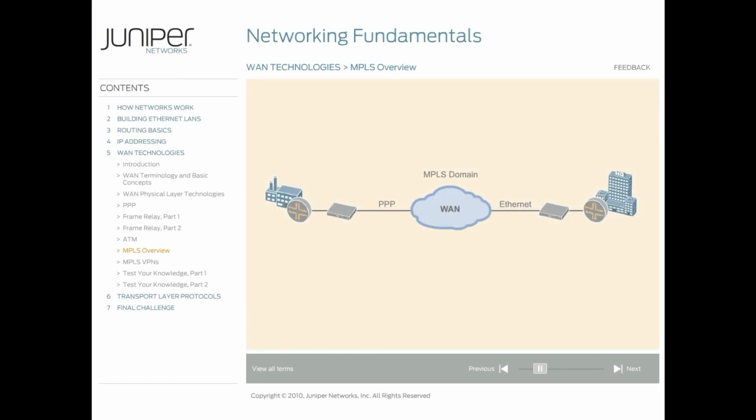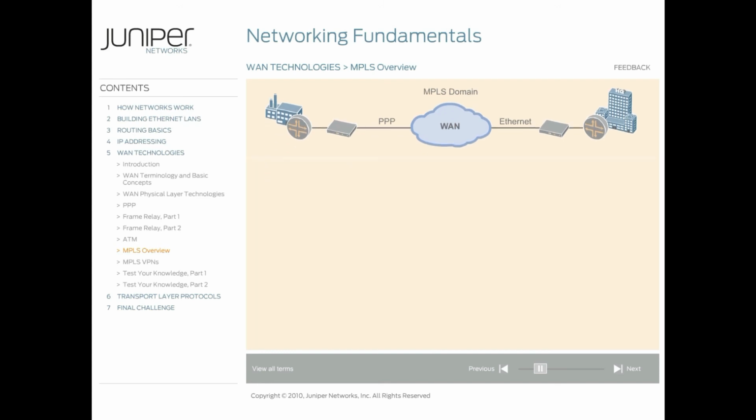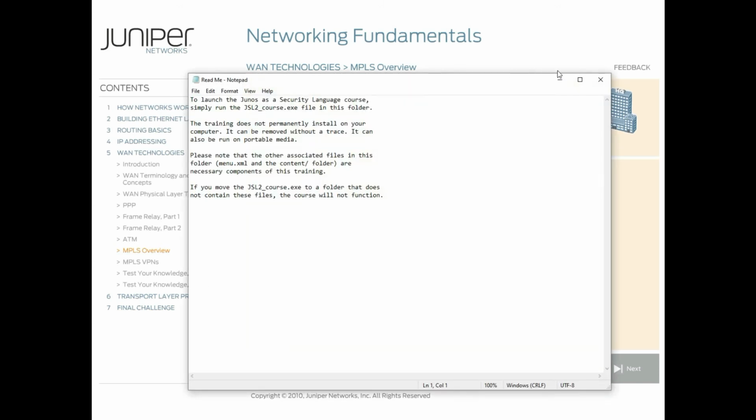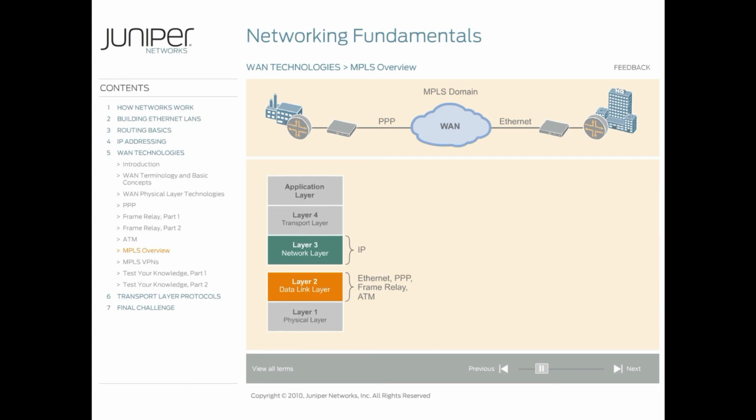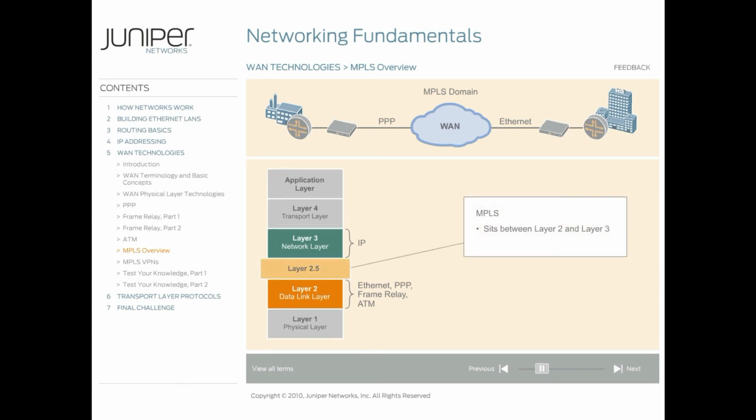So how does MPLS work? Let's start with the basics. First, unlike frame relay and ATM, which are Layer 2 protocols, MPLS isn't a Layer 2 protocol or even a Layer 3 protocol. Instead, MPLS sits between Layer 2 and Layer 3 and is often referred to as a Layer 2.5 protocol. Like frame relay, MPLS is an encapsulation and packet switching technique used to route data over a WAN. But MPLS can be used over any Layer 2 technology, including PPP or Ethernet, making it far more flexible.